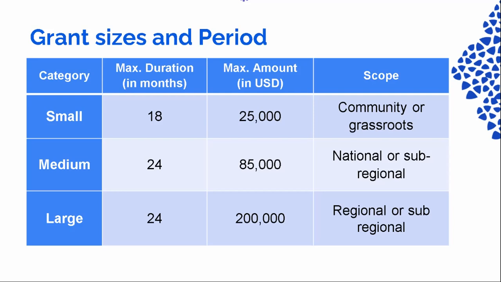And the large grant is up to 24 months, and it goes up to $200,000, and it is applicable to regional and sub-regional organizations. Sometimes a consortium of Indigenous Women's Organizations or Indigenous Women-led Indigenous Peoples Organizations is also possible. Having said that, we have a very limited number of large grants. Please note that it might be limited to very few, unless you have a very good argument for the large grant. Next slide, please.